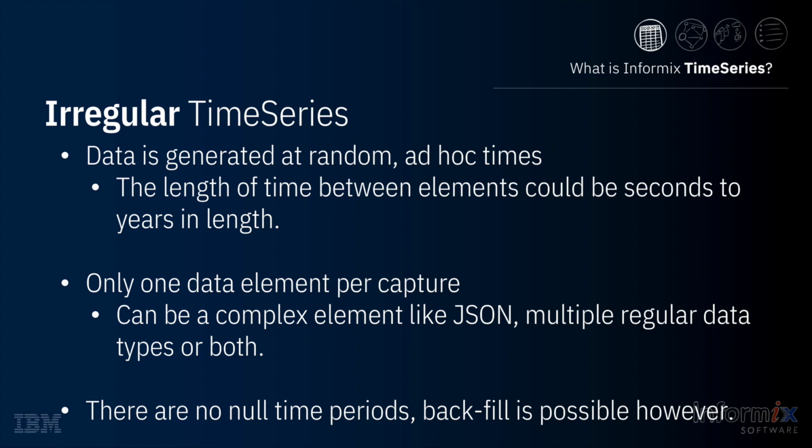Like a regular time series, there are no restrictions on the data which can be stored in an irregular time series. It can be one or more traditional data types, it can be one or more JSON documents, or the data can contain both traditional and unstructured data. Because there isn't a fixed interval in which data is received, an irregular time series stores the time value itself in the data element, and data is returned by querying on those timestamps.